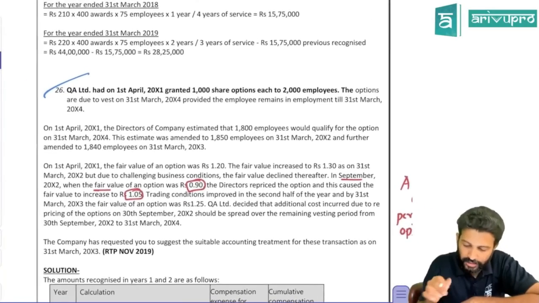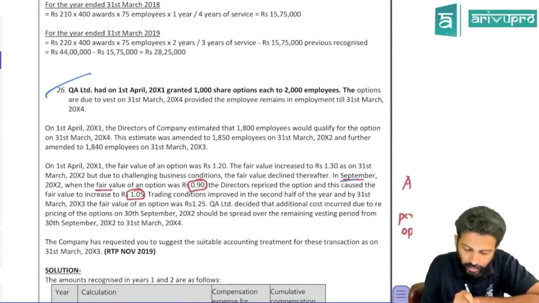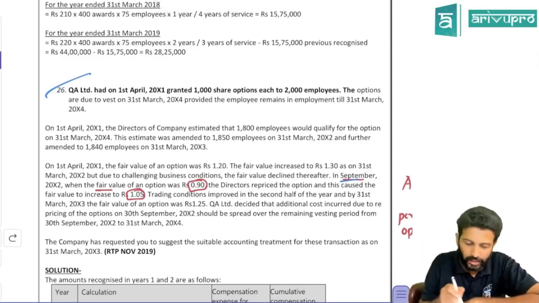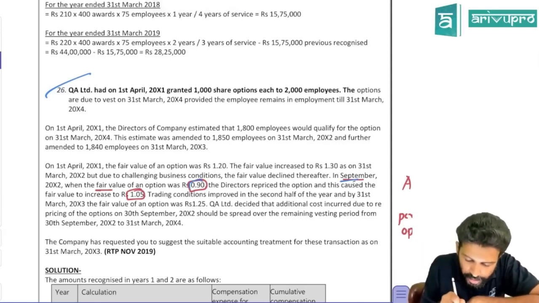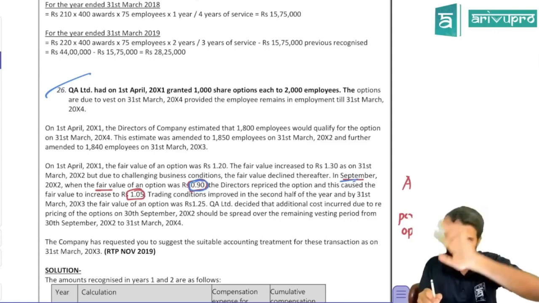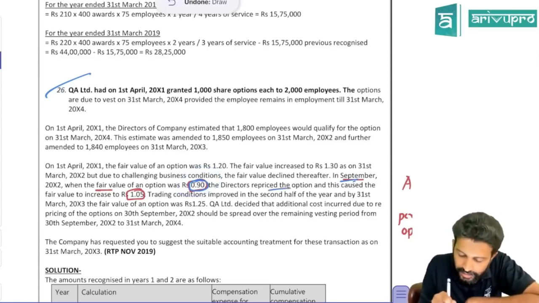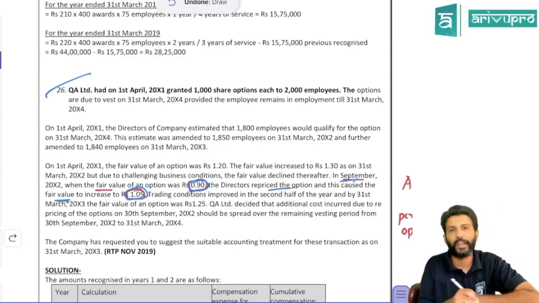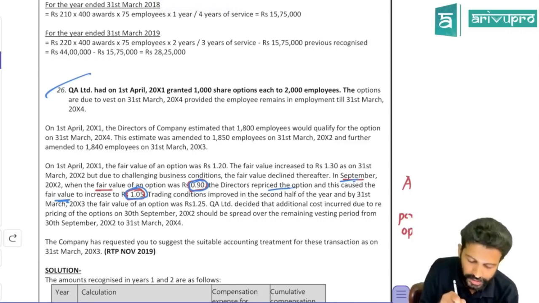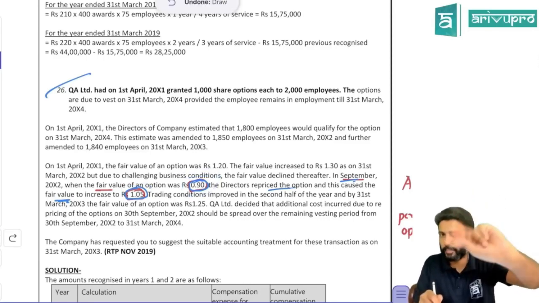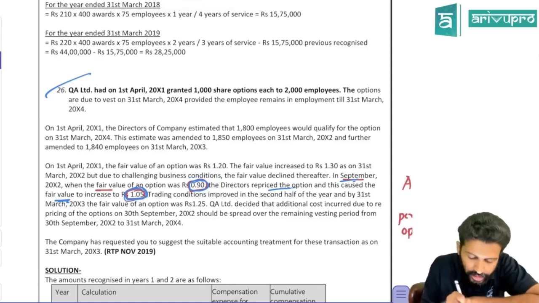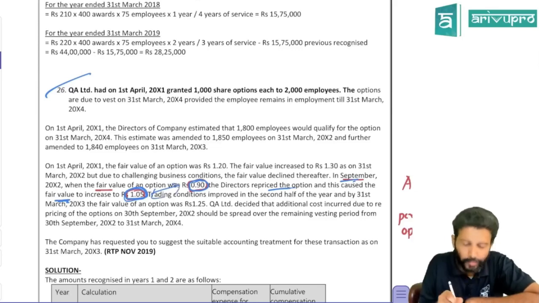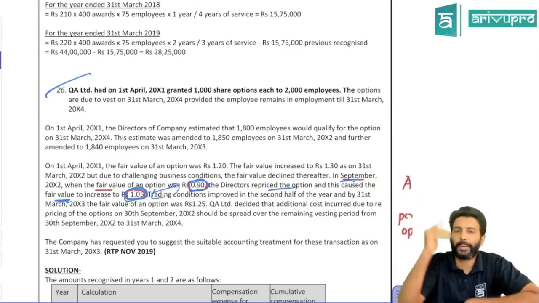How? Just check this problem. Like this, they will mention. In September 20X2, the company has done some modification. I'll only take the relevant data. In September 20X2, when the fair value of the option was 0.90, on this day modification was done. The directors repriced the option, and this caused the fair value to increase to 1.05. So modification is given, but additional cost is not given. The difference between these two: the fair value before was 0.90, and after repricing it has become 1.05.